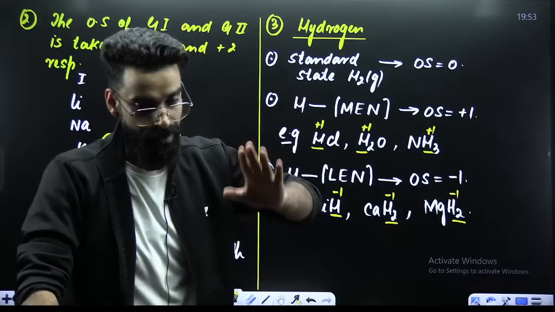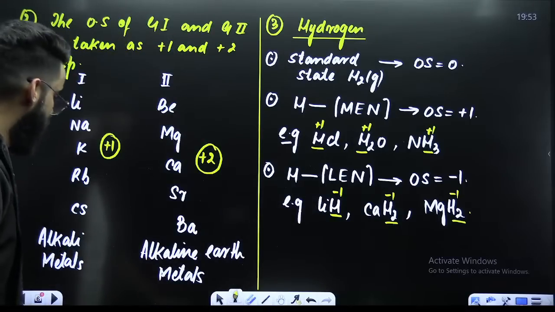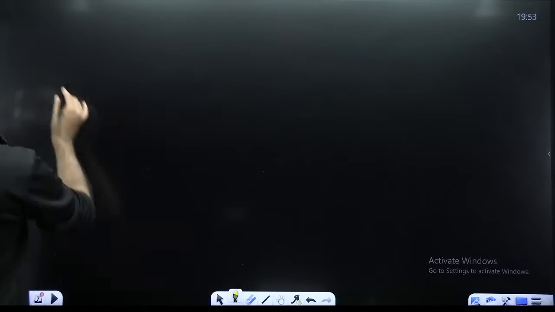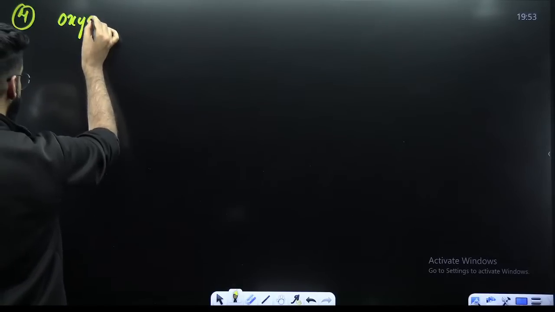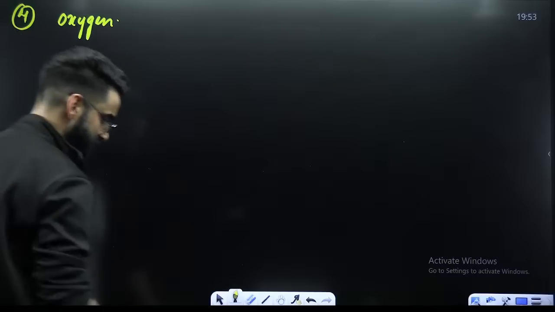Now, these were the three rules. Moving on to the fourth rule. The fourth rule is important, my dear students. And the fourth rule is particularly for which element? It is particularly for oxygen.